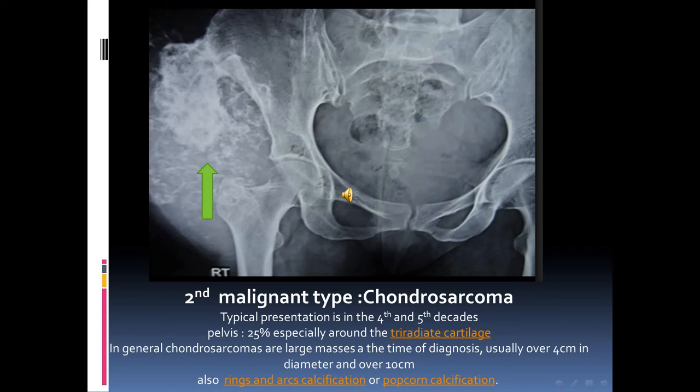Another type of bone tumor is that which arises from the cartilage, and the example is chondrosarcoma. Usually in this slide we can see a large mass, usually in the soft tissue surrounding the bone. Because it originates mainly from the cartilage, it usually shows the type of calcification which is specific for cartilage. Here you can see there is mixed density, low and high dense, in the right hip joint. This mixed density appears like popcorn or just areas of ring and arc calcification. This is diagnostic for chondrosarcoma calcification, usually seen in the 4th and 5th decade of life and very large at the time of the diagnosis.